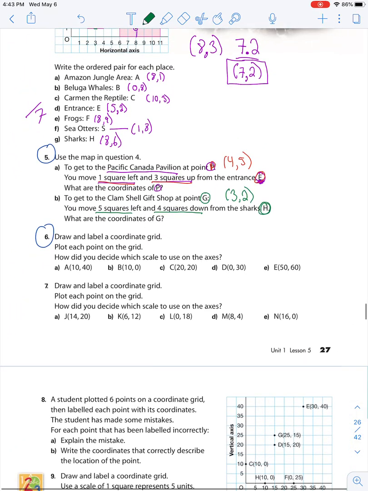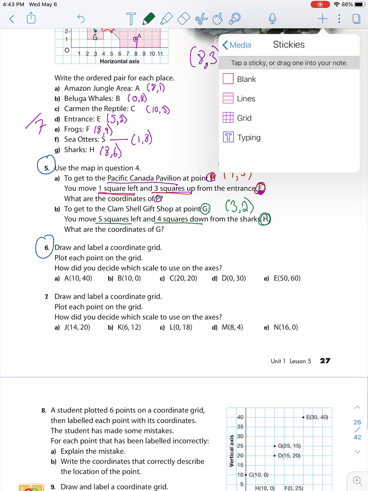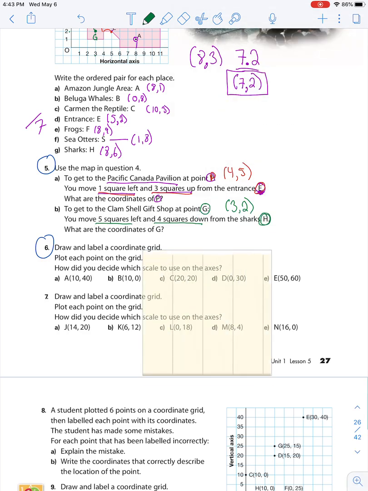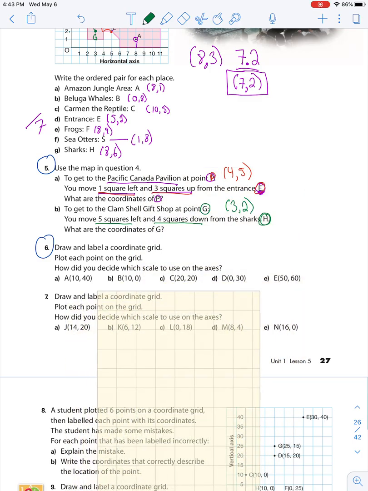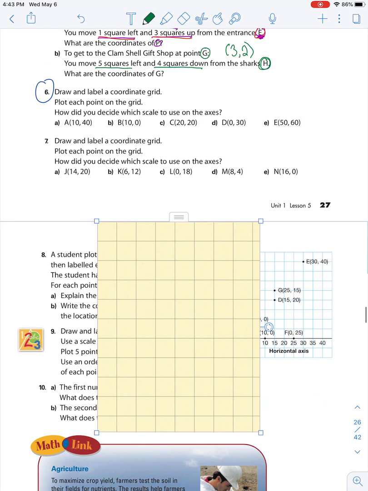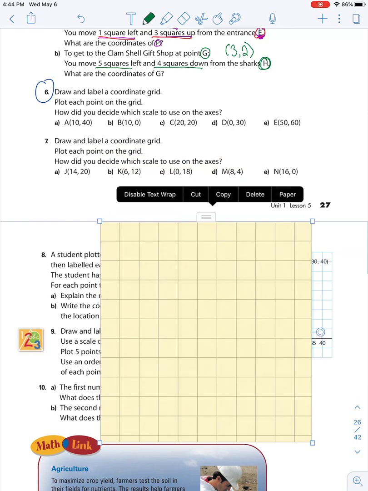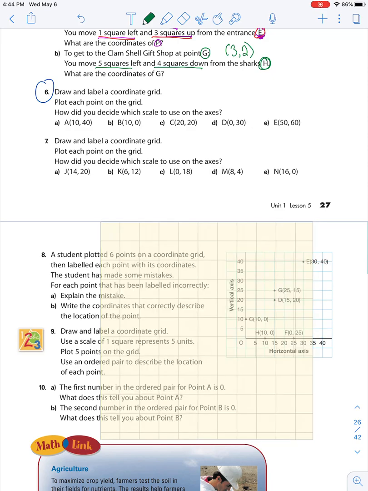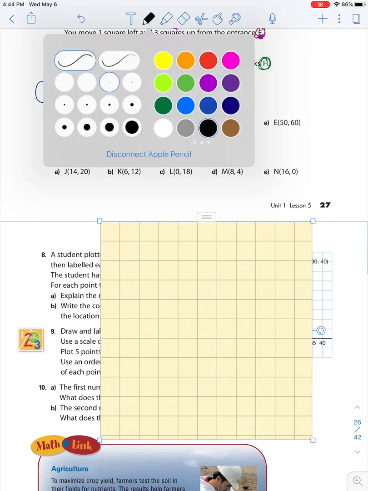The next one, what you need to do is draw and label a coordinate grid. Plot each of the points. Oh yeah, grid. Oh, look at this. Oh, that is nice. Okay, excellent. Good stuff. Imagine you just had that in your toolkit to whip out. That's so cool.